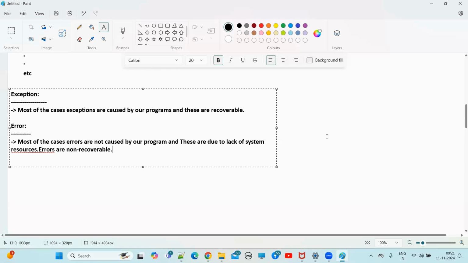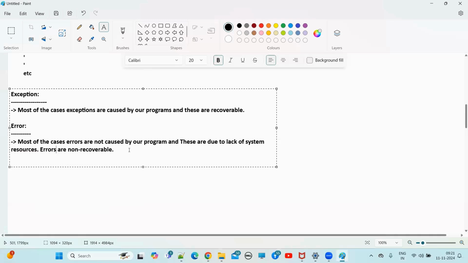So these are errors. What is the cause of an exception and what is the cause of an error? In most cases, exceptions are caused by programs, and these are recoverable. In most cases, errors are not caused by our program; they are due to lack of system resources. Errors are non-recoverable.